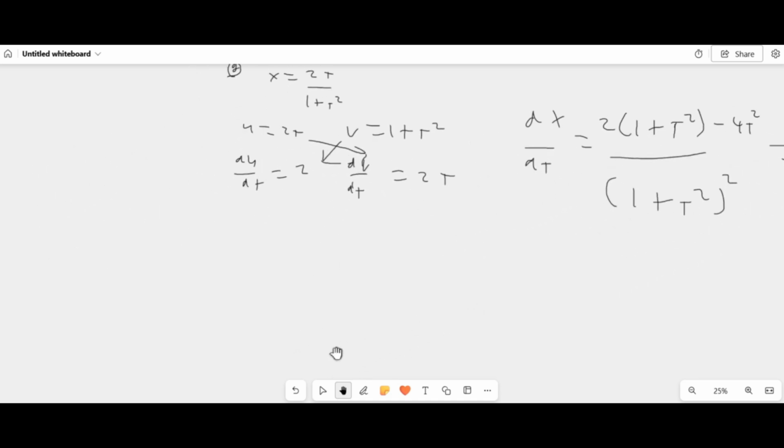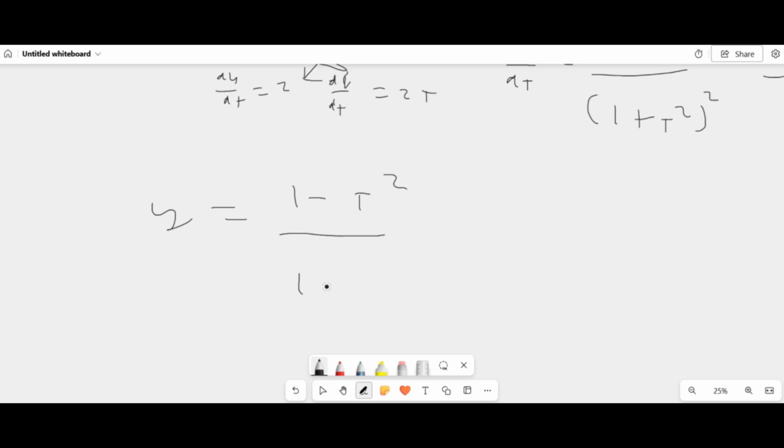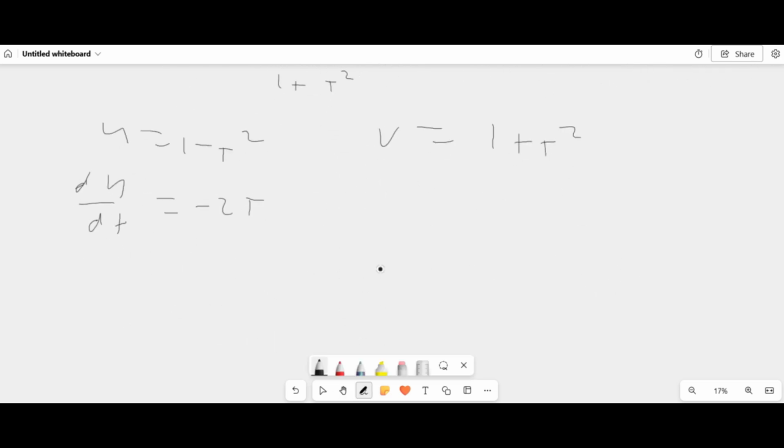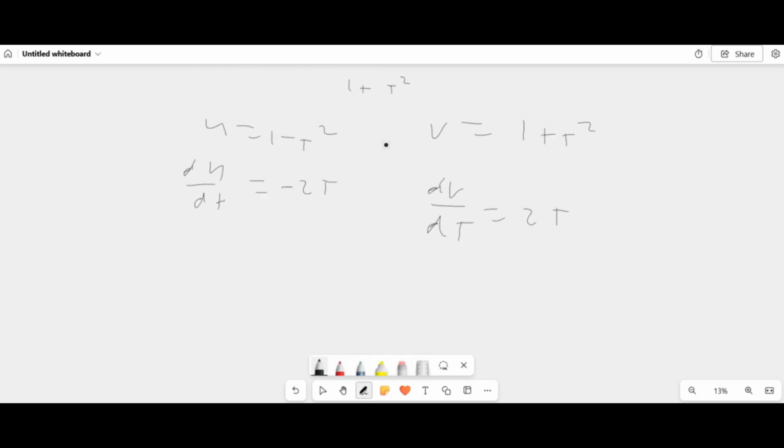And then obviously y, from the question, is 1 minus t squared over 1 plus t squared. So again, quotient rule as well. u equals 1 minus t squared. So therefore, du over dt is going to be negative 2t. And obviously, v is equal to 1 plus t squared here. So therefore, dv over dt is going to be 2t.